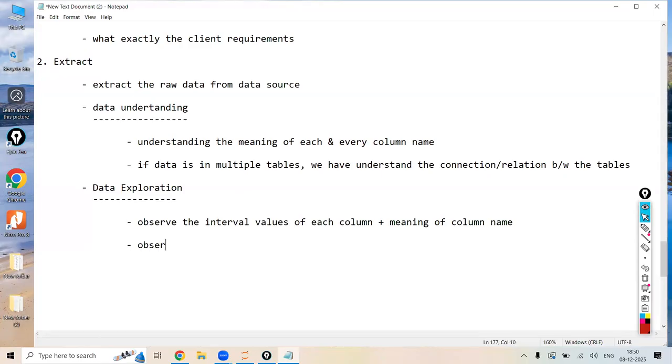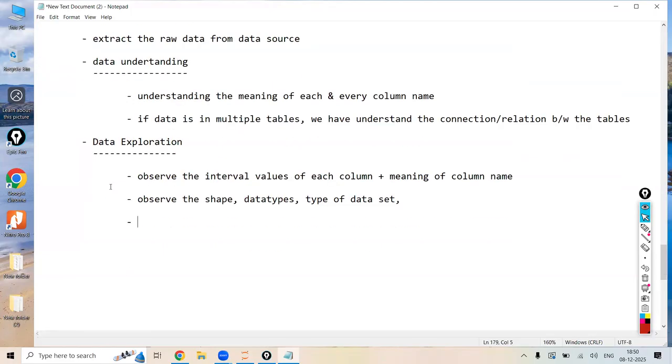Also we are going to observe the shape and data types of the data, whether it is sequential data or non-sequential data. What is the type of data set? Sequential or non-sequential. And we have to observe the internal values.